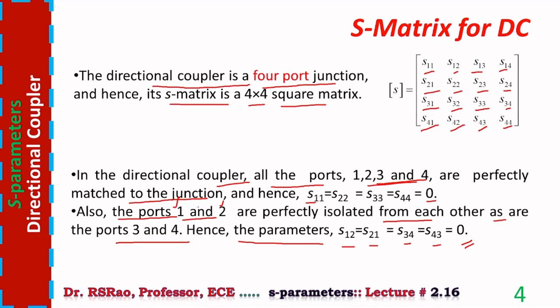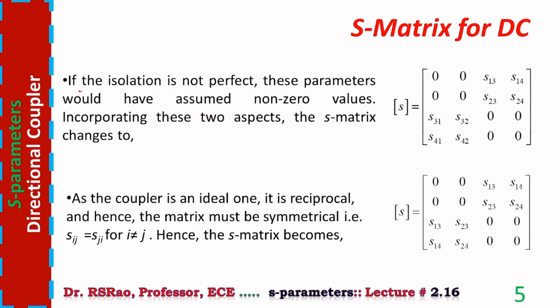This isolation is perfect when the device is an ideal one. Port 3 is the coupled port, port 4 is the output port. There exists isolation between these two, and it is perfect when the device is an ideal one. Hence, S12, S21, S34, S43 all are zeros. If the isolation is not perfect, these parameters would have assumed non-zero values.